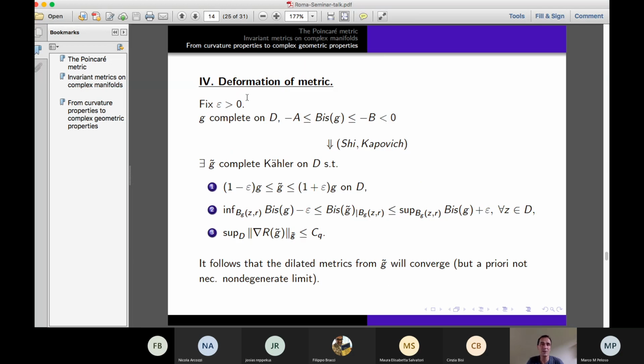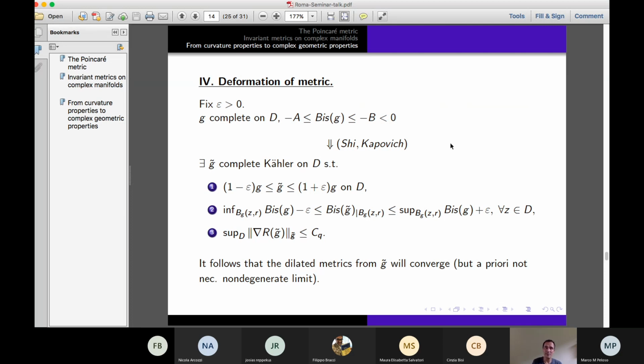I will just mention the fourth step, and then I will probably stop. I can continue later if you want, but I will just give you what is missing now. And what is missing is a deformation of the metric. So we had a complete Kähler metric on D, and we assume that the holomorphic bisectional curvature is negatively pinched. This is just outside the compact set.